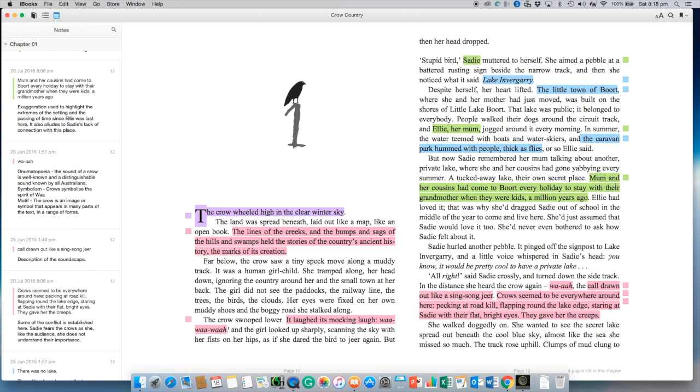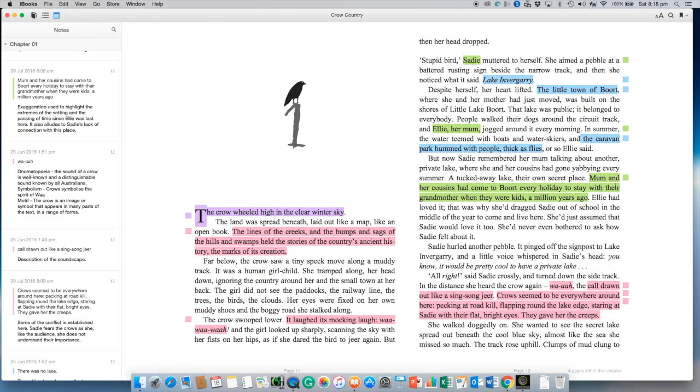And then we get a bit of the background. "Mum and her cousins had come to Bort every holiday to stay with her grandmother when they were kids 1,000,000 years ago." So it's a good example of exaggeration here, or hyperbole perhaps, with that reference to the 1,000,000 years ago.